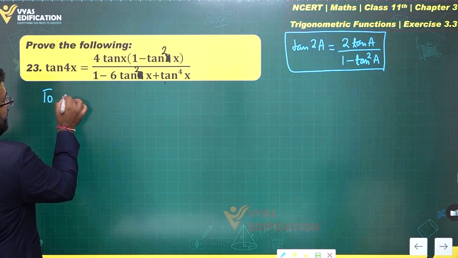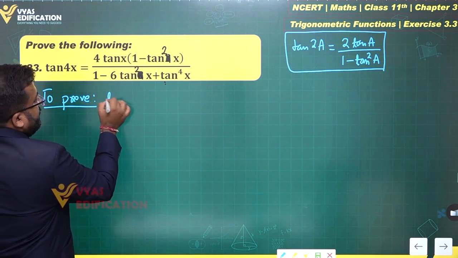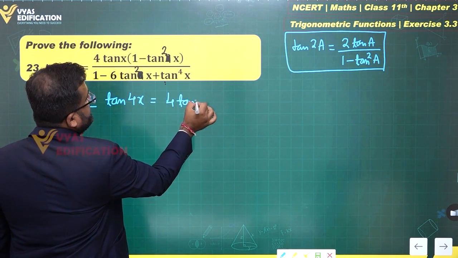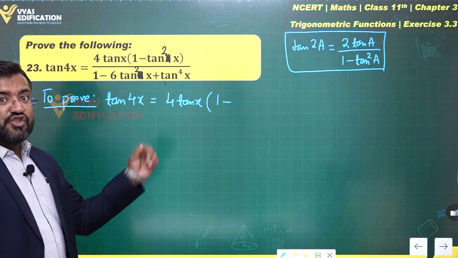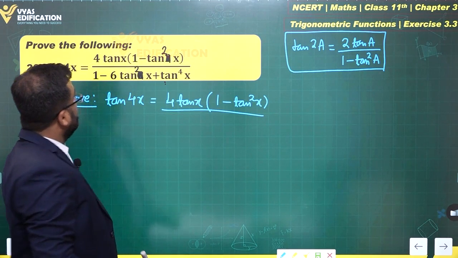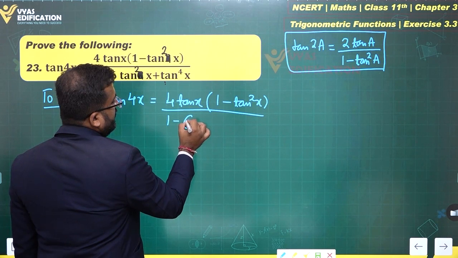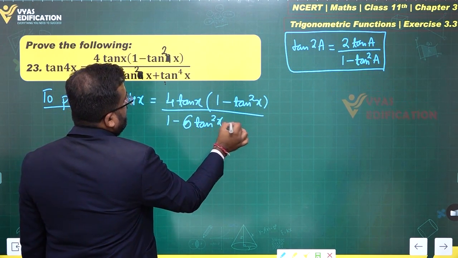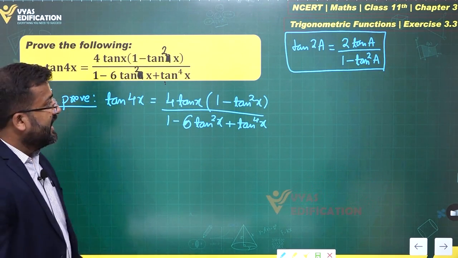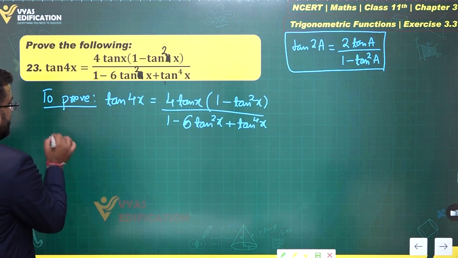We have to prove, let me write the question. To prove tan 4x is equal to 4 tan x 1 minus tan square x, that is tan square x, over 1 minus 6 tan square x plus tan power 4x in the denominator. This is what you have. And I can begin with the LHS. Let's begin with the LHS over here.